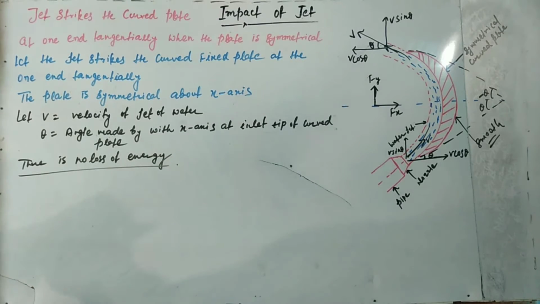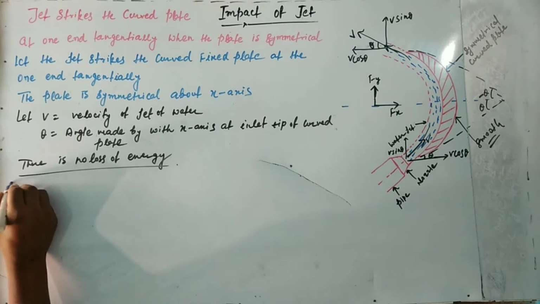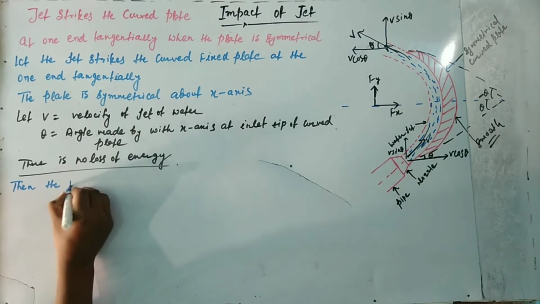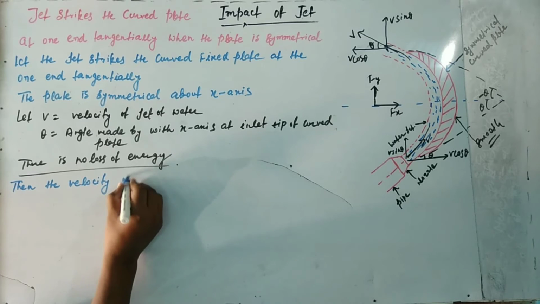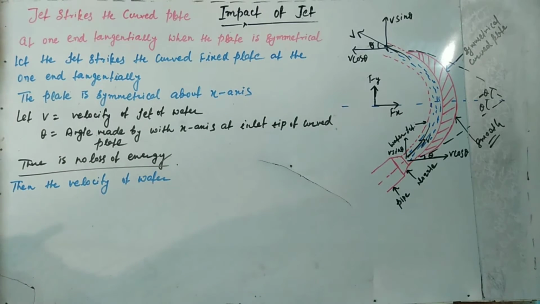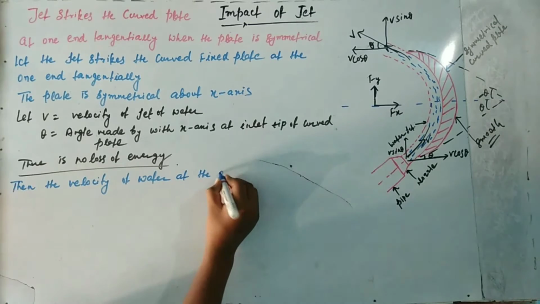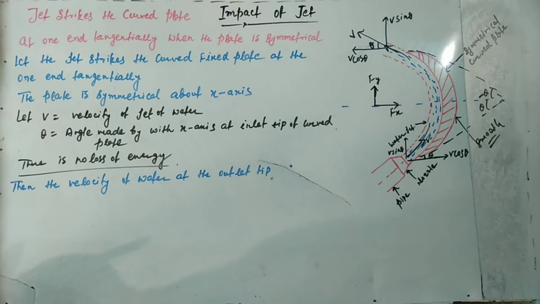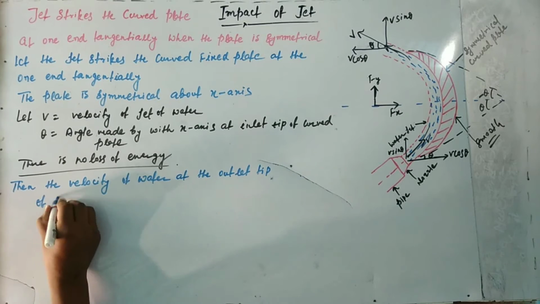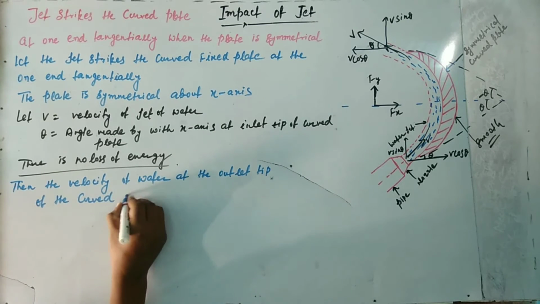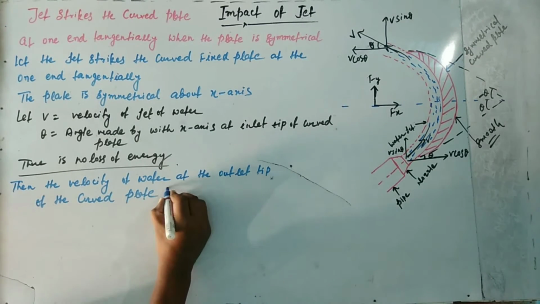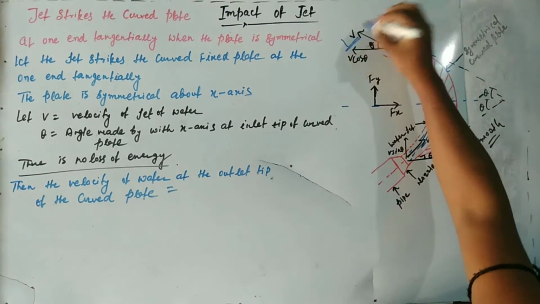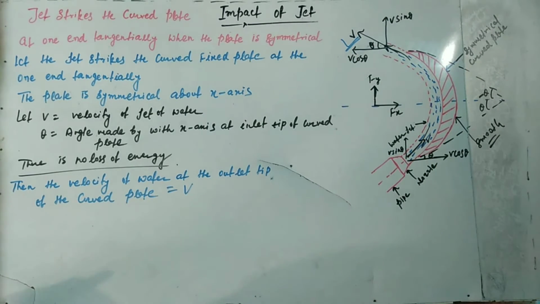Then the velocity of water at the outlet tip of the curved plate is equals to v, because there is no loss of energy. So then the velocity of water at the outlet tip of the curved plate is equals to v, that is the velocity of jet.